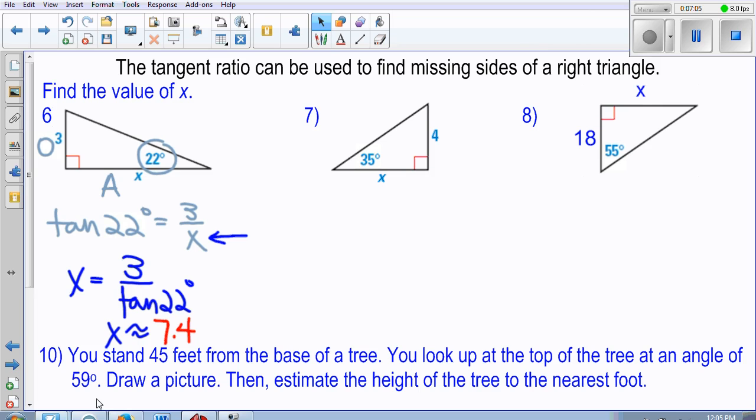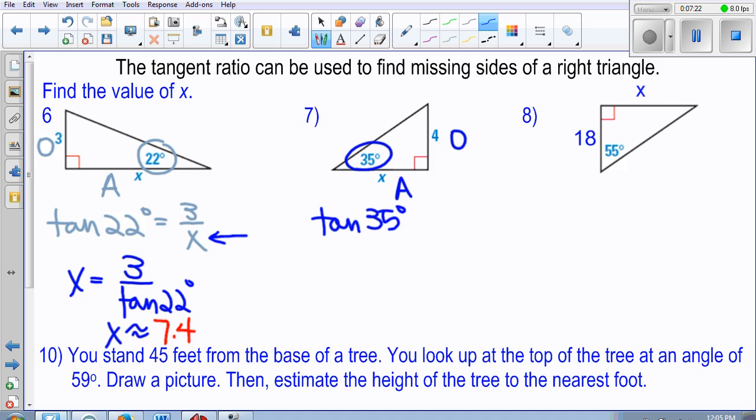Same thing's going to happen again when we do the next one. I'm going to first circle the 35 degrees, and then I'm going to label the sides. The 4 is opposite, the x is adjacent. Anytime I see O and A, we're going to use the tangent ratio. So tan of 35 degrees is equal to the ratio of 4 over x. Since x, again, is in the denominator, we're going to divide in order to solve the problem. Made a mistake. We're going to write it as x equals 4 over tan of 35 degrees.